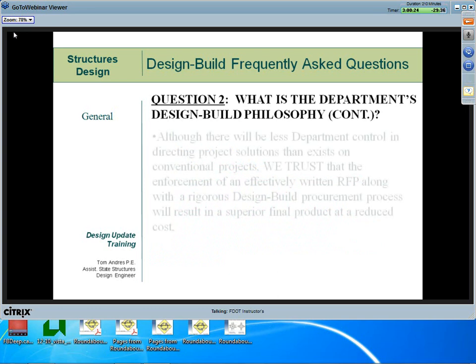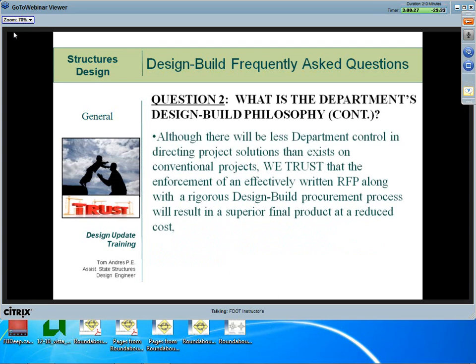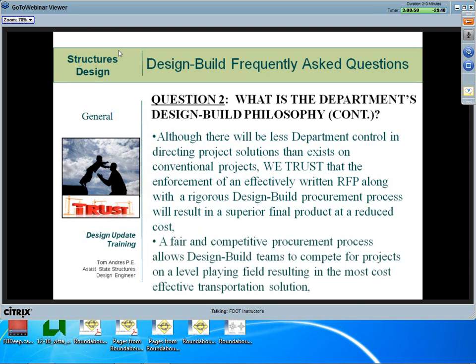FDOT's philosophy also acknowledges that although there will be less department control in directing project solution than exists on conventional projects, we trust that through the enforcement of a well-written RFP, along with a rigorous design-build procurement process, that a superior final product at a reduced cost will emerge in the end. We believe that a fair and competitive procurement process allows the design-build teams to compete for projects on a level playing field, resulting in the most cost-effective transportation solution.